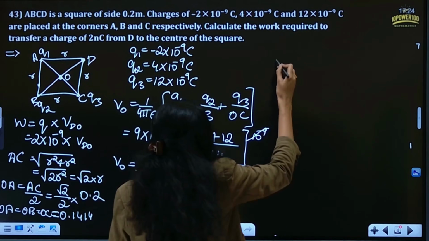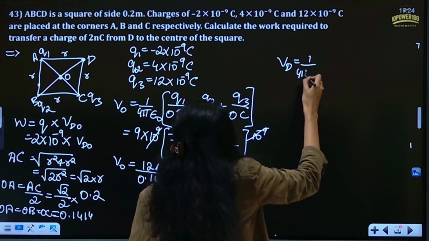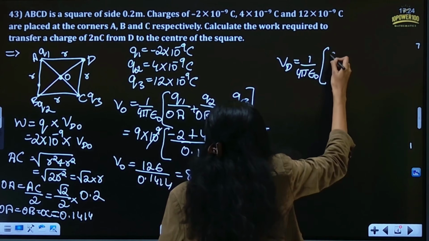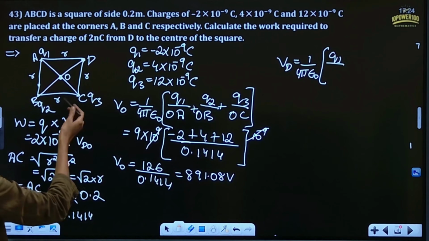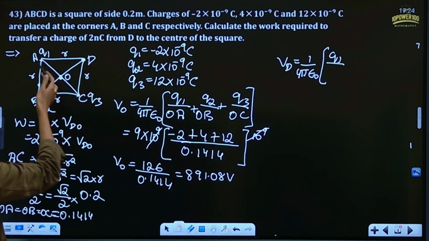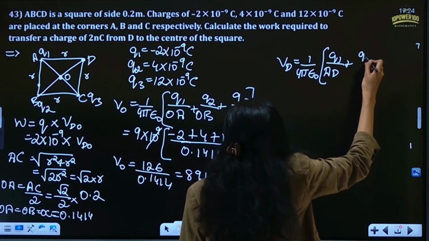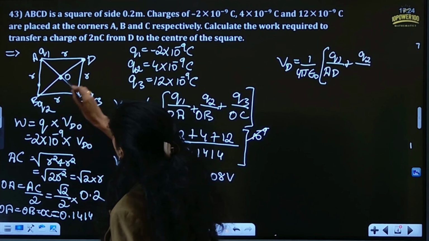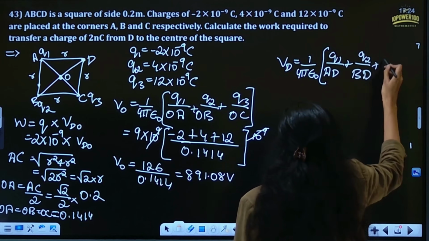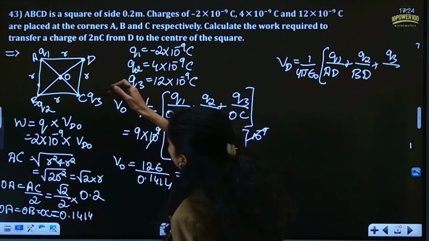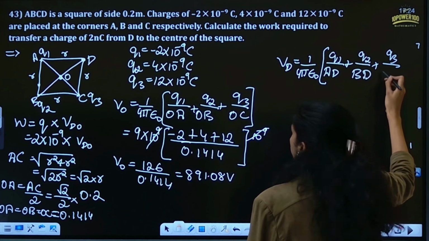Now let me find out the value of VD. Let us use the same formula, 1 by 4 pi epsilon naught. Q1 by the distance AD, the potential at D with respect to ABC, plus Q2, whose distance can be taken as BD, plus Q3, where the distance between Q3 and D is R, or CD.